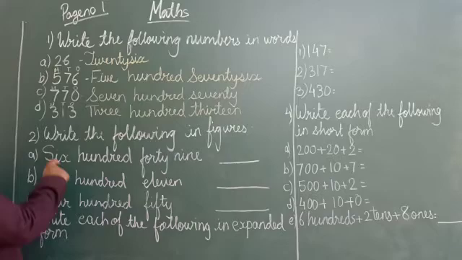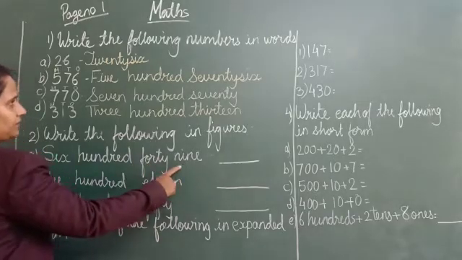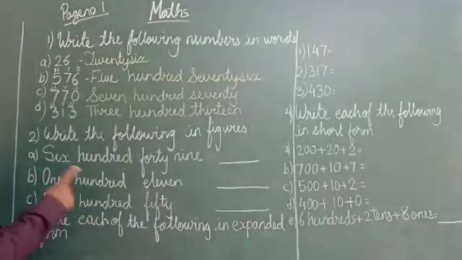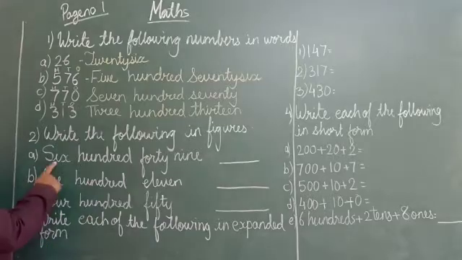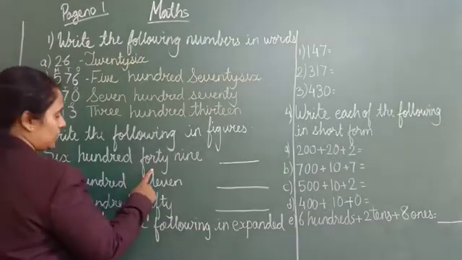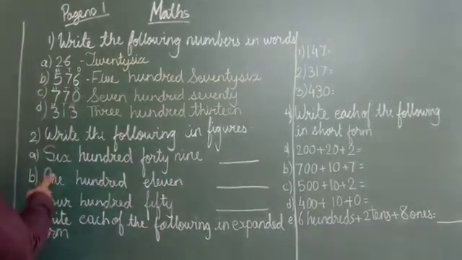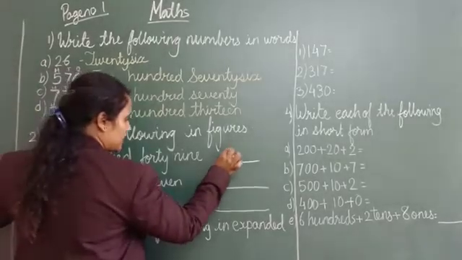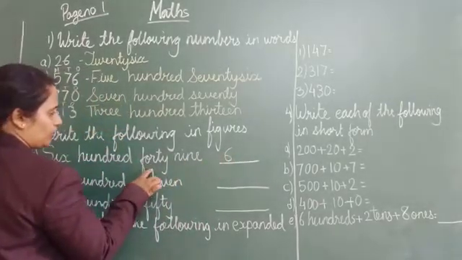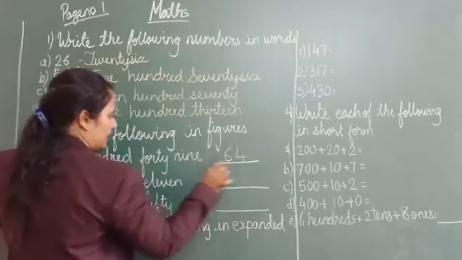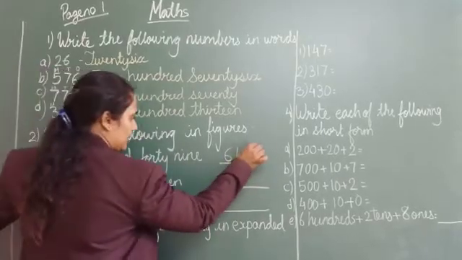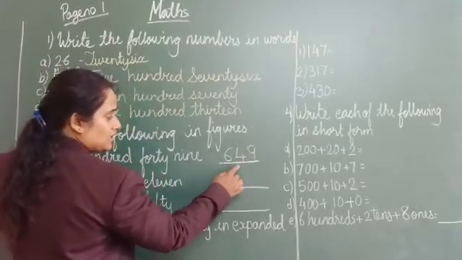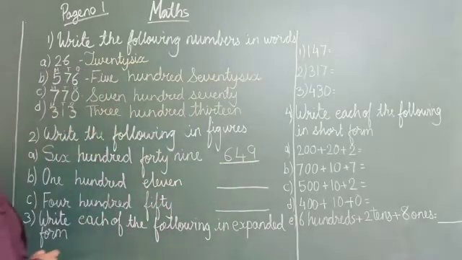Now the numbers they have given in words and we have to write in number form. Now 649. That means at the place of 100 we have 6. At tens place we have 4. At ones place we have 9. How will you read this? 649.